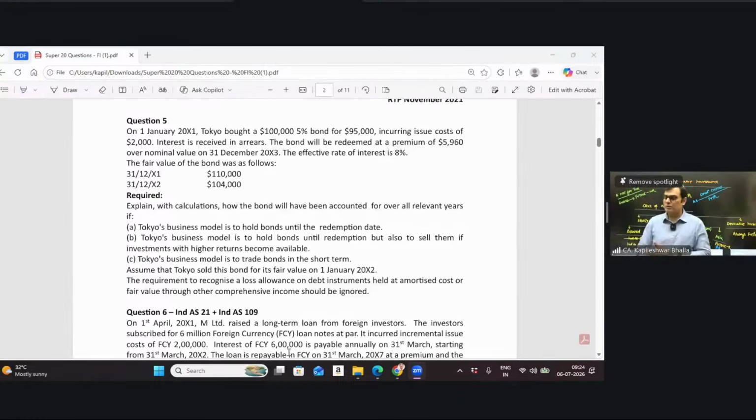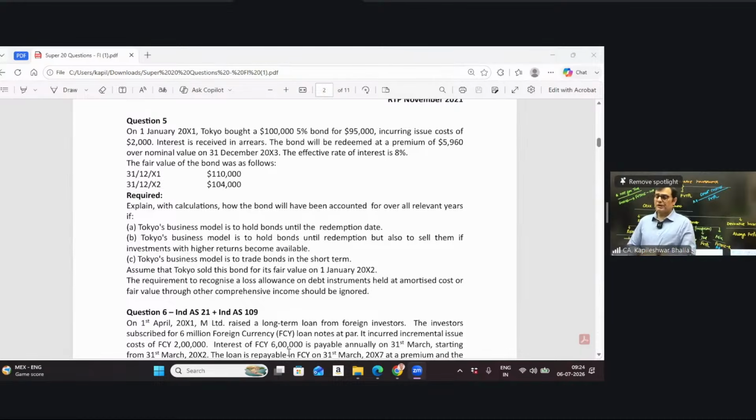It says the bonds will be redeemed at a premium, which is over and above the face value, and the effective interest rate is given. The fair value of the bonds is given. So now there are three requirements. I'm going to definitely put a question to you: in each of the three permutation combinations, which particular model would apply?